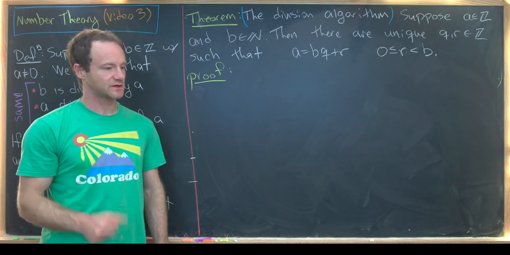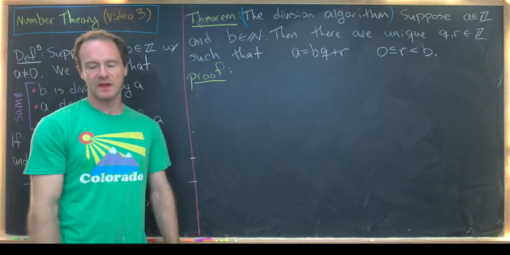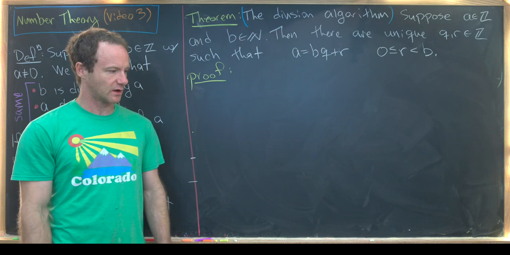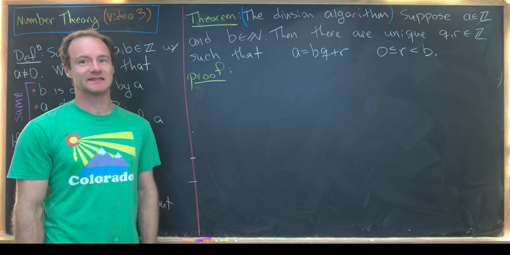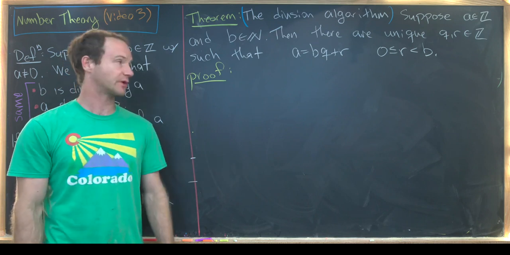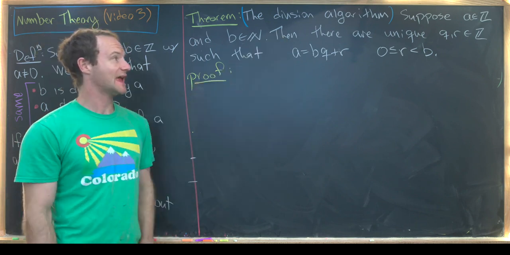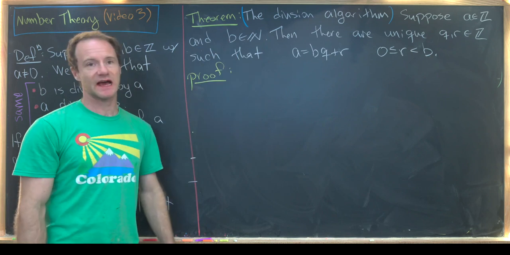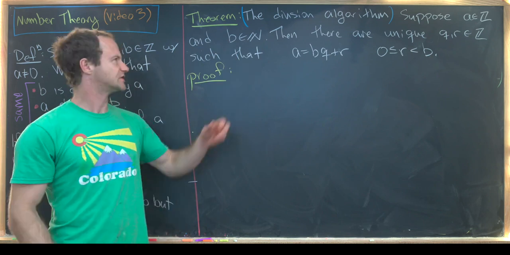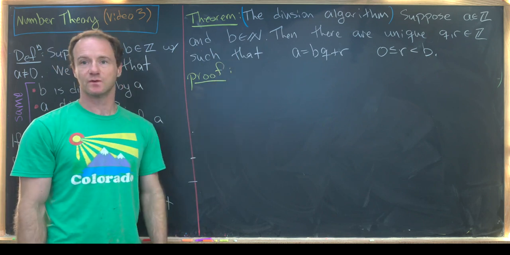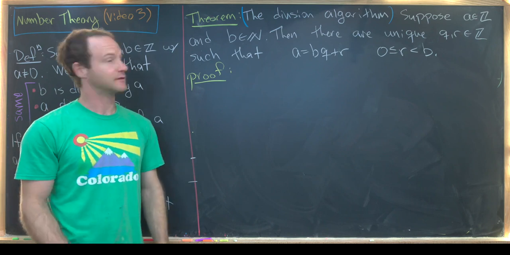So our next big result is called the division algorithm. And this kind of answers the question, well, what if we don't have exact division, but instead we have division with remainder? That's what we're getting here. So we want to suppose a is an integer and b is a natural number, although this can be tweaked so that b is an integer as well. I'll let you guys think about how to do that.